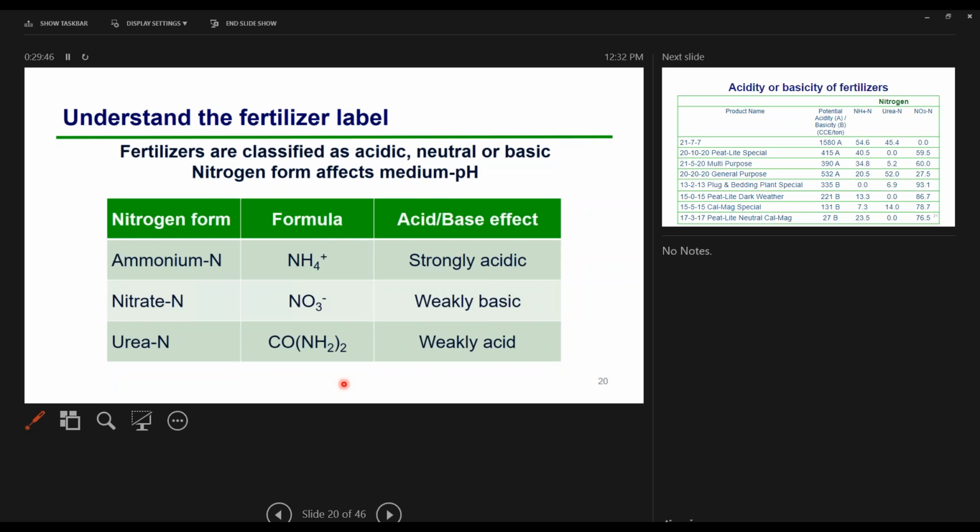Nitrate is a weakly basic fertilizer. So that means that if you add fertilizers that are mostly nitrate, the reaction of the pH will remain relatively stable. Urea, I'm going to touch a little bit on urea when I talk about organic fertilizers, but urea is basically weakly acid because it has to go through many steps before it becomes available to the crop, right?